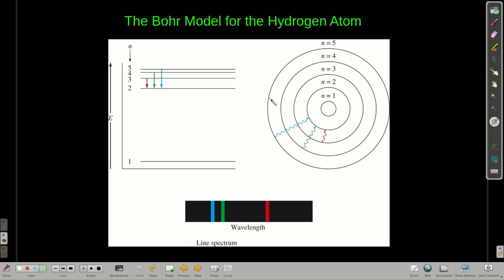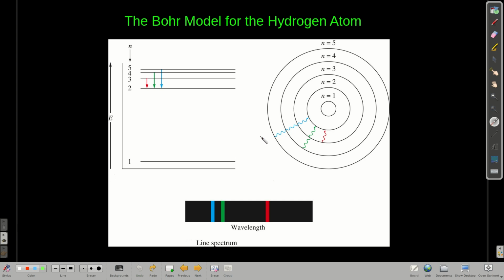And so the way that Bohr's model explained line spectra is that the electrons were only allowed to exist in certain orbits, and when they would fall from a higher n to a lower n, they would release energy in the form of a photon, and that photon would have to have the same energy as the difference in energy between the energy levels in the atom.